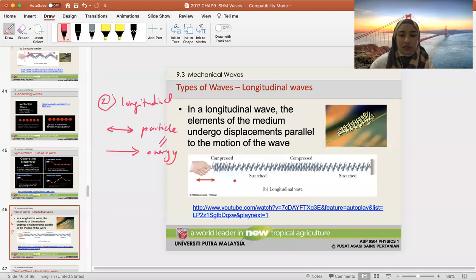An example of this is this spring. I tolak ke depan, tolak ke depan, tolak ke depan, right? So what happens is the particles go depan, belakang, depan, belakang, depan, belakang, and the energy goes forward. So they are parallel. They are in the same axis. This is called a longitudinal wave. Okay.